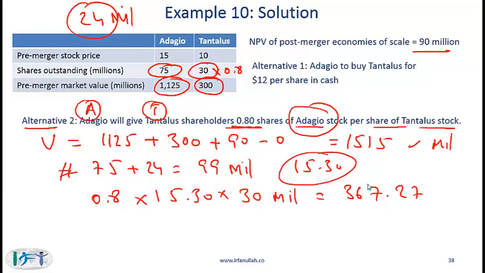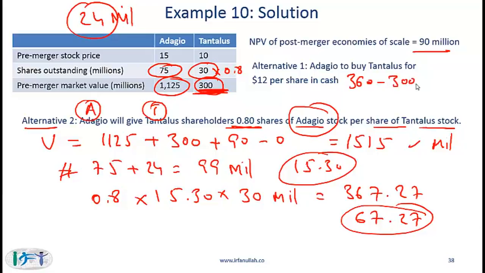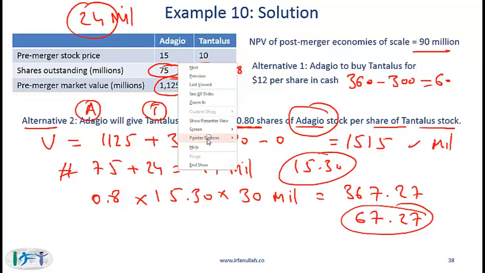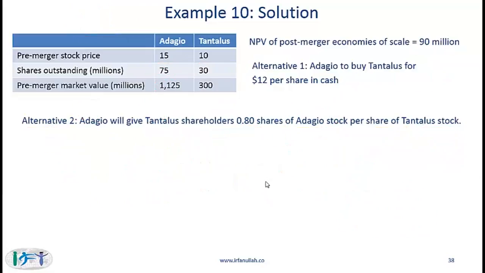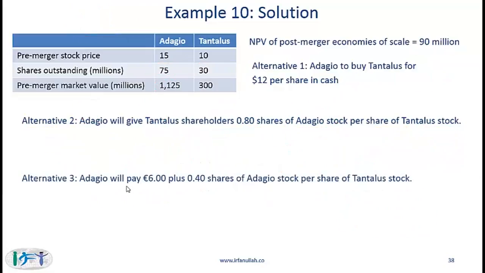So what is the premium here that your client is getting? 67.27. The premium that your client is getting relative to the original value is actually 67.27. Is this premium more than the premium over here? Here the premium was 360 minus 300, which is 60. So clearly option 2 is better than 1. But we are not done yet, because we also have a third alternative, and this fully utilizes the formula that I just asked you to learn.